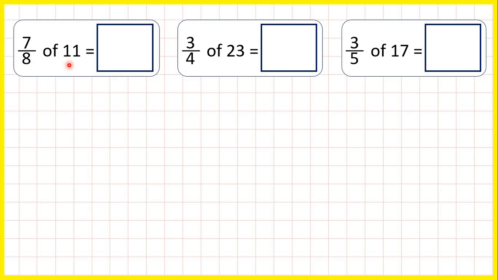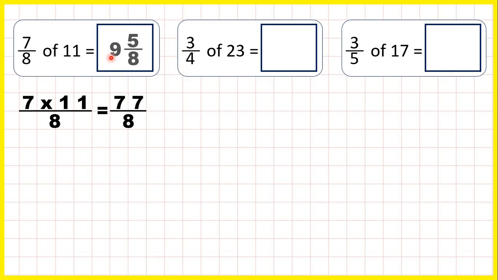So for 7/8 of 11, we can write our question out as 7 times 11 over 8, because remember, a fraction is really a division. So 7 times 11 is 77, and if we have 77 over 8, to change our answer back to a mixed number, we can divide. 77 divided by 8 is 9 remainder 5, so the 9 is our whole number, and the remainder 5 is our numerator. The denominator stays the same, so 9 and 5/8 is our answer.